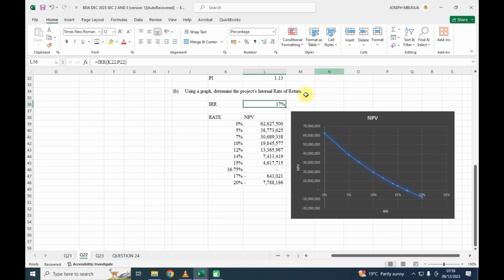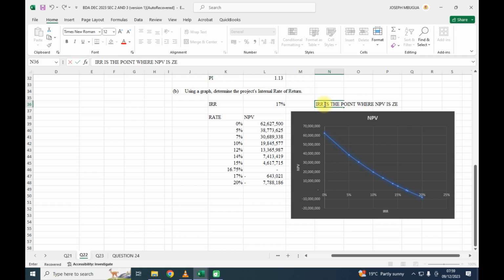Remember, we are saying IRR is a point. IRR is the point where NPV is 0. When the NPV is 0, that is the point that will get your IRR. NPV is 0, you get your IRR. So specifically it was 16.75, or you get exactly 17 when you round it off. But if you have to use 2 decimal places, then you'll get exactly that particular point is where you are getting your IRR.